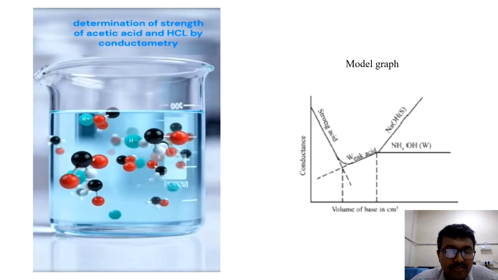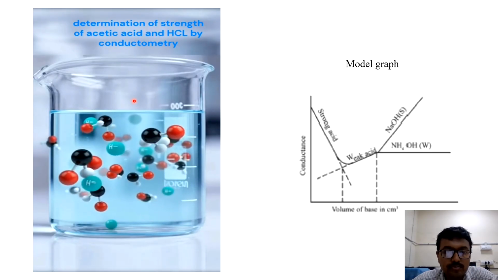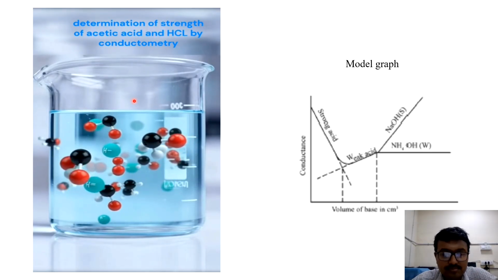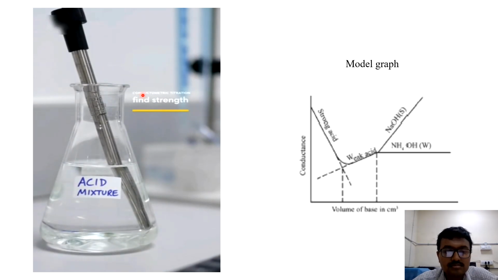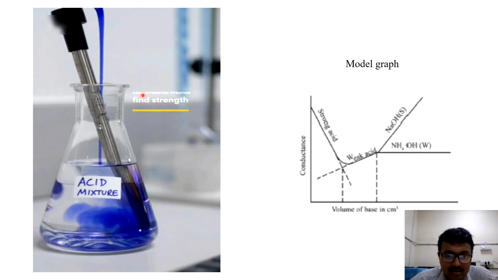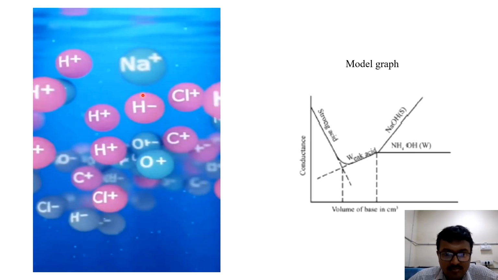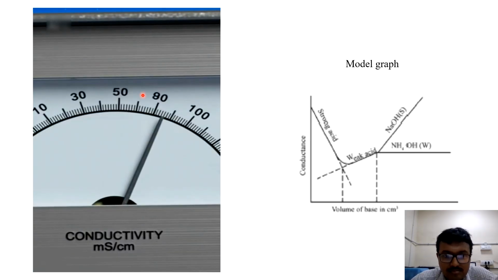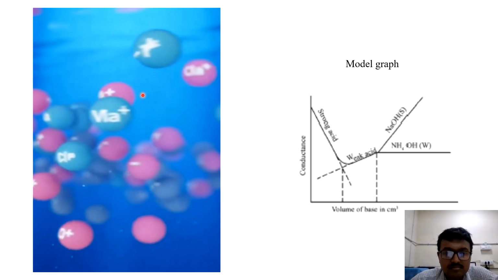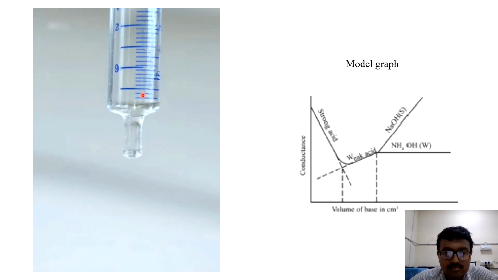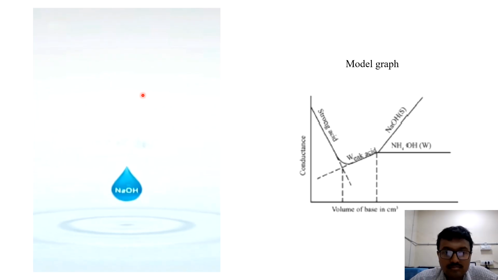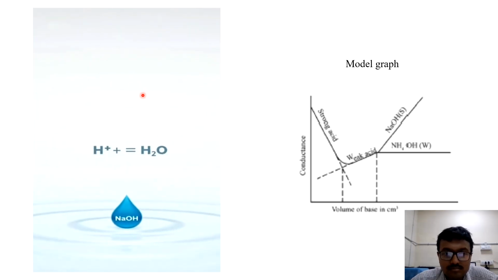Determination of strength of a mixture of hydrochloric acid and acetic acid by conductometric titration. The aim of this experiment is to determine the strength of hydrochloric acid and acetic acid in a mixture using conductometric titration. This method is based on the change in conductivity of a solution due to the replacement of ions during the titration process. When sodium hydroxide is added from the burette, hydrogen ions react with hydroxide ions to form water.